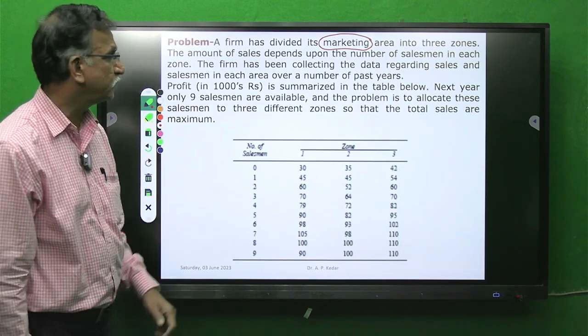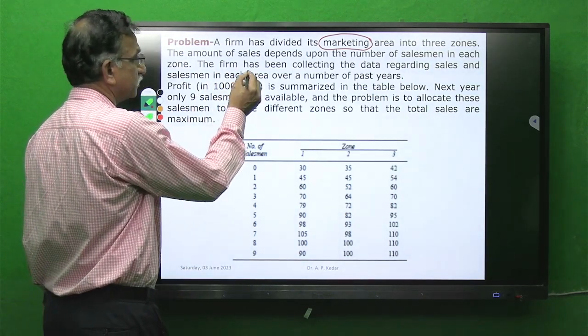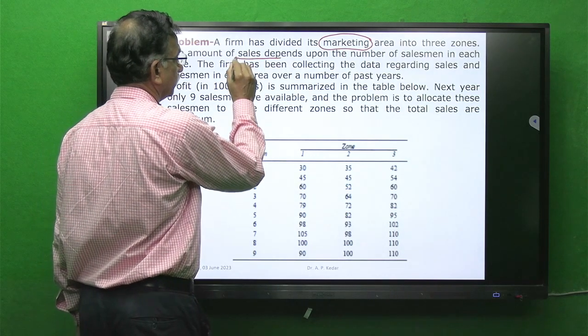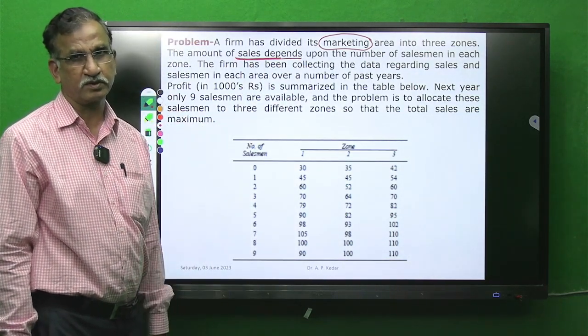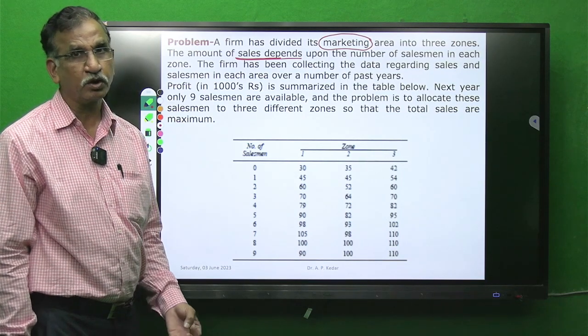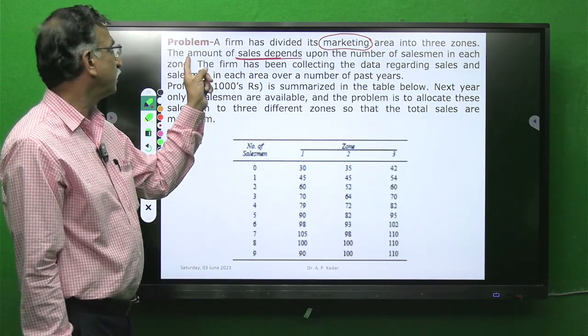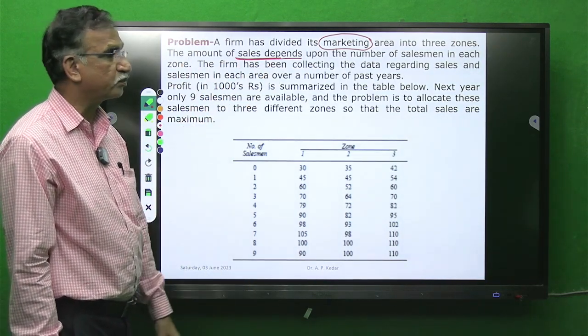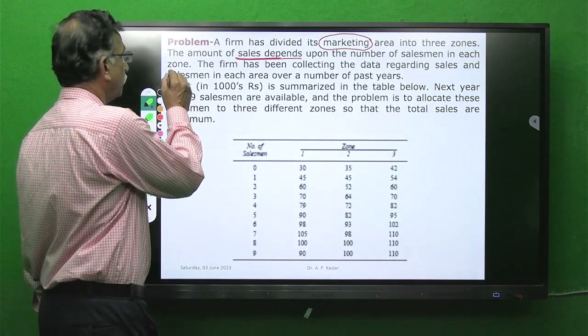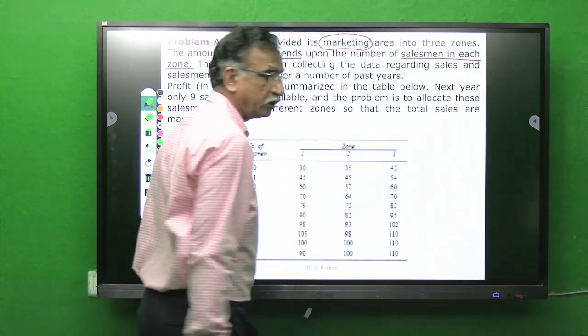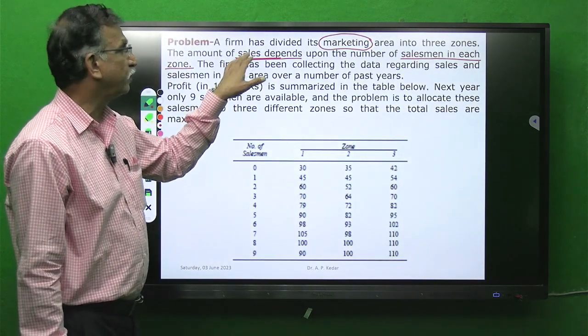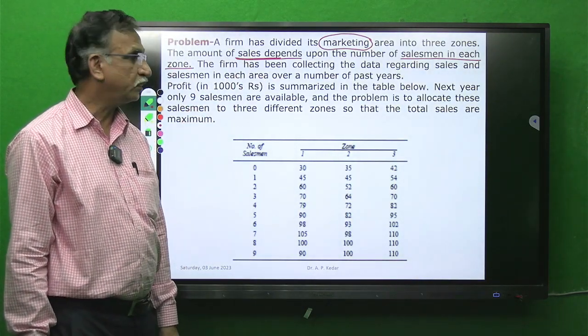What is that we will see here? The amount of sales. Obviously they have to maximize their sales. If the sales is maximized, naturally the firm will enjoy more profit. The amount of sales depends upon the number of salesmen in each zone. How many salesmen they allocate in each zone will be reflected in your sales quantity.